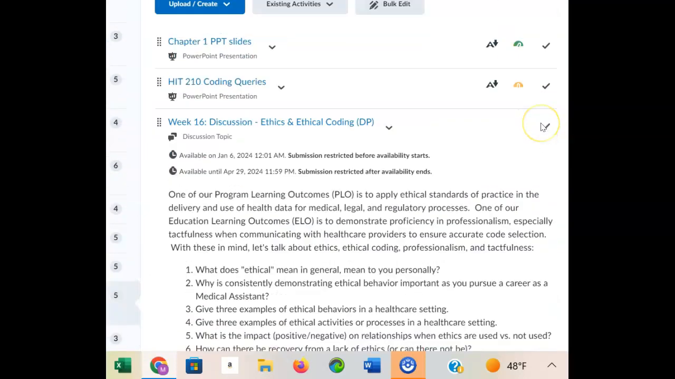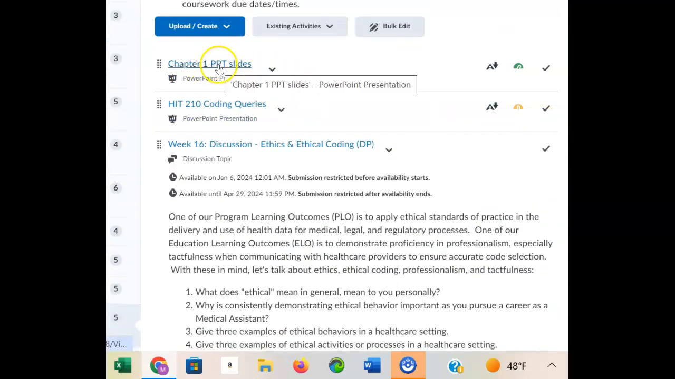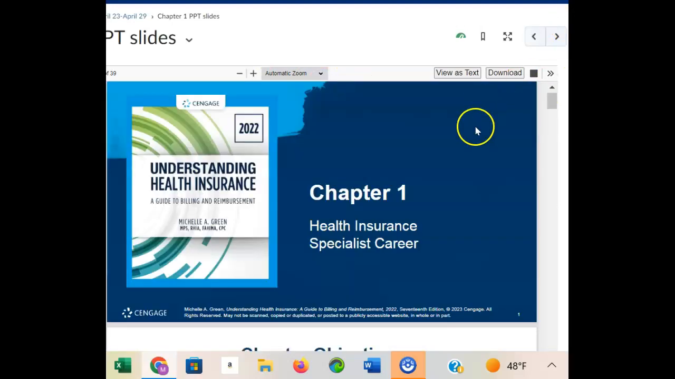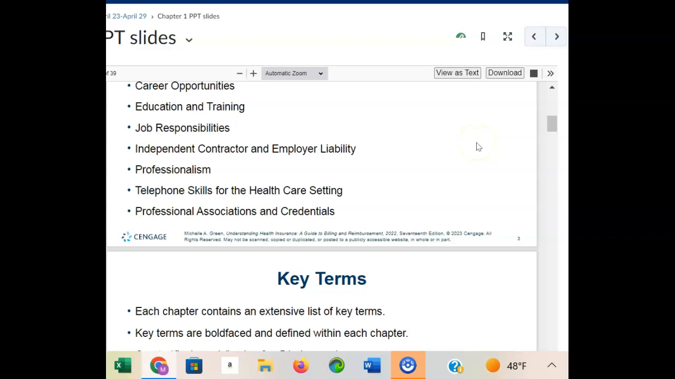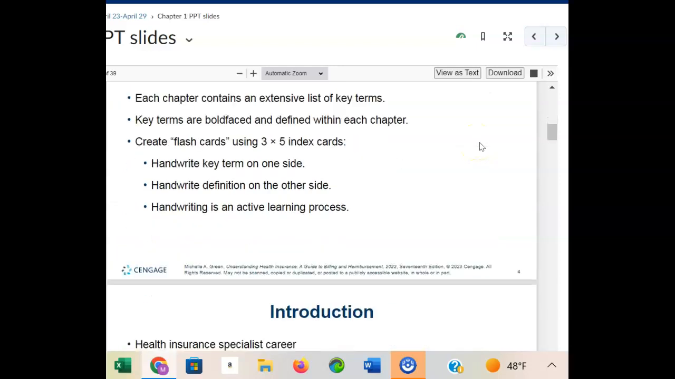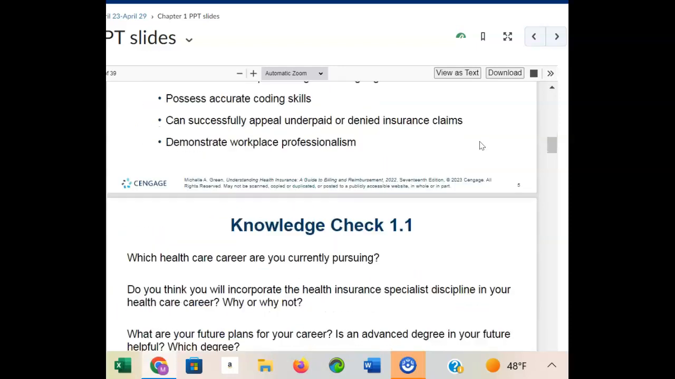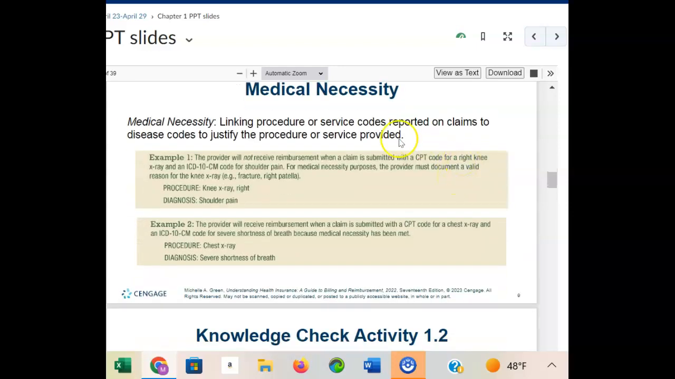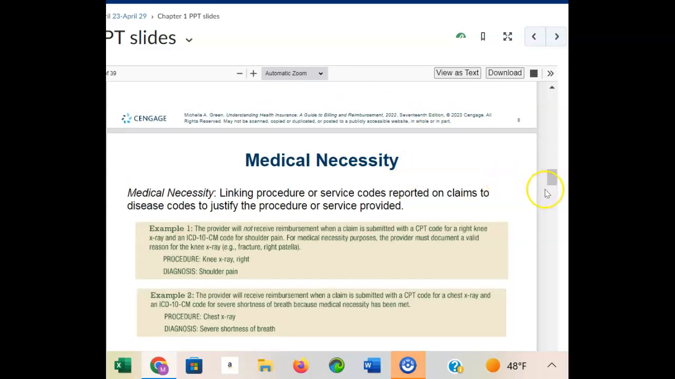All right, so let's go ahead. Make sure you review Chapter 1 PowerPoint slides. This talks a little bit about medical necessity. I'm going to pull it up. All right, so here, just go through it. This is the very first chapter of your textbook. A lot of this with health insurance claims, we went through already. Remember, we talked about the CMS, Centers for Medicare and Medicaid. We went through all our ICD-10 coding. One thing I do want to talk about is medical necessity.